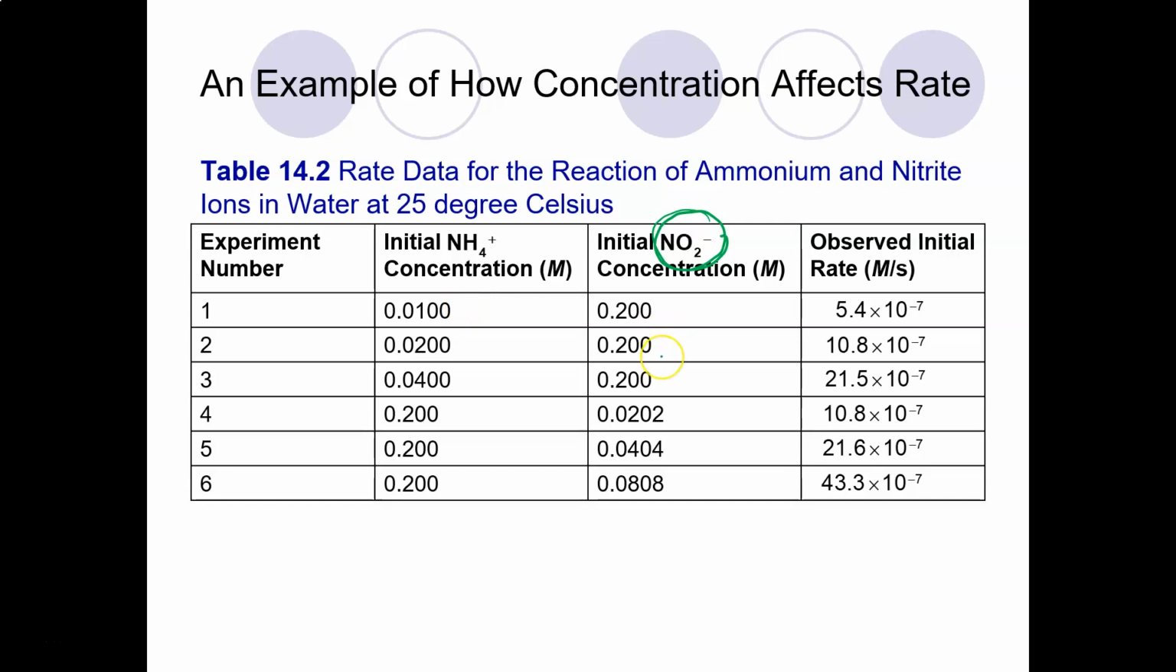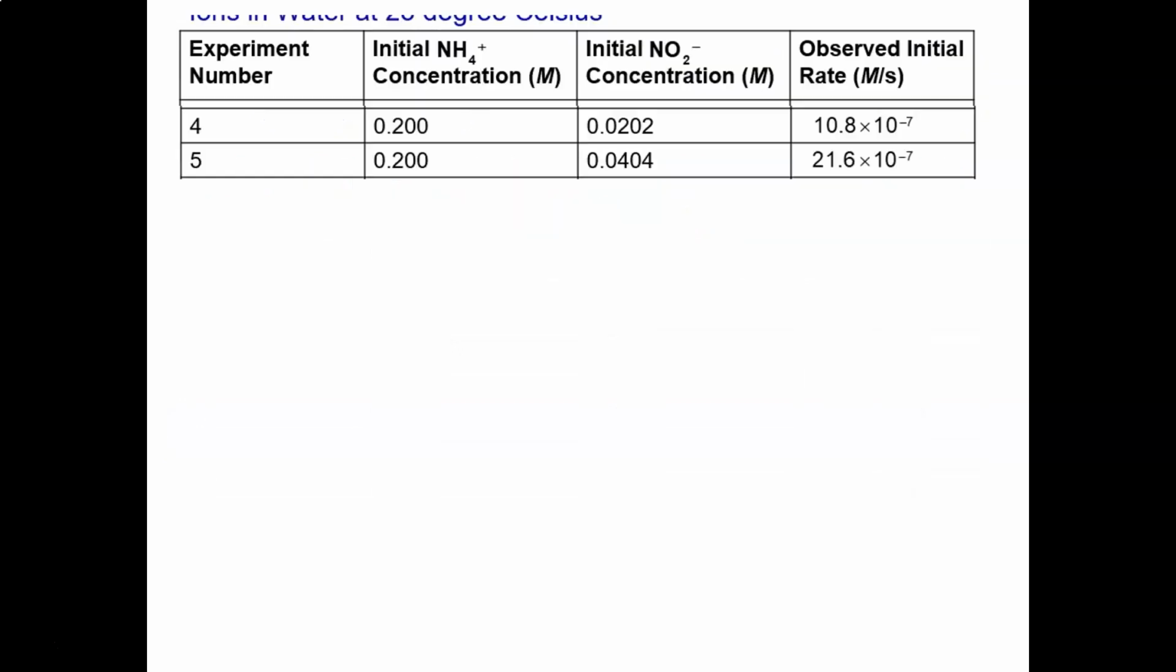Well, when we look at this, it could be 4, 5, 6. All 3 of those have ammonium the same and nitrite different. So you could choose 4 and 5, 5 and 6, or 4 and 6. It doesn't matter, but you have to choose 2 experiments where the NO2 minus changes. And again, the one that changes is the one we're looking at, and the other chemical stays the same. Because if they're both changing, there's too many things happening. We don't know why the rate changed. Okay, so I'm going to pick 4 and 5.